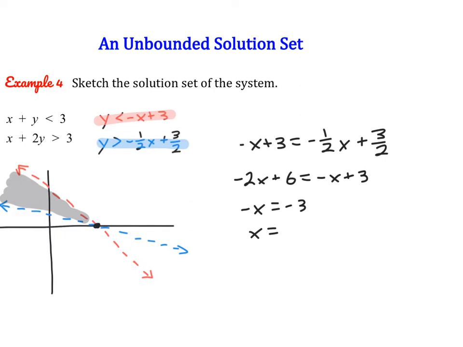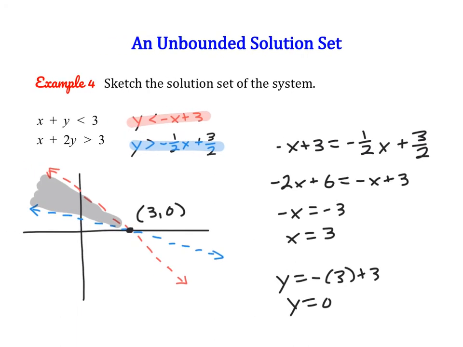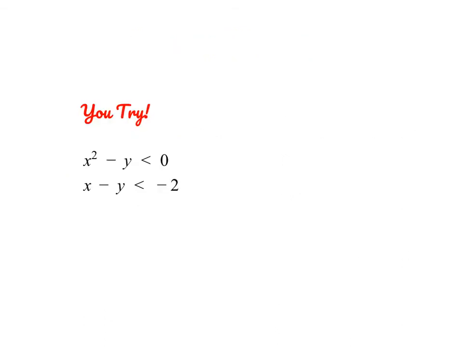oops, sorry, I erased the answer. If you substitute into the first equation, you get y equals -3 plus 3, so y is 0. So you can see it's this coordinate right here, (3, 0). So that's what it would look like to have an unbounded solution set. Okay, go ahead and pause the video and give this problem a try.